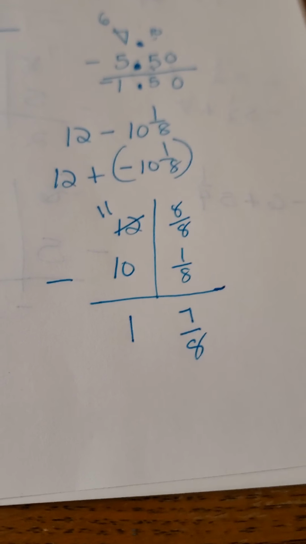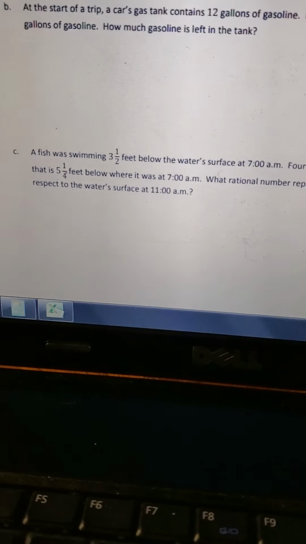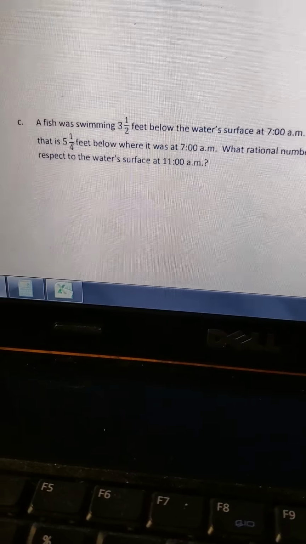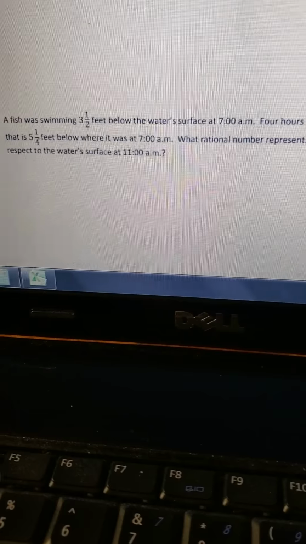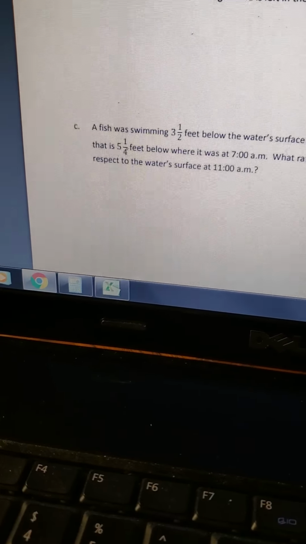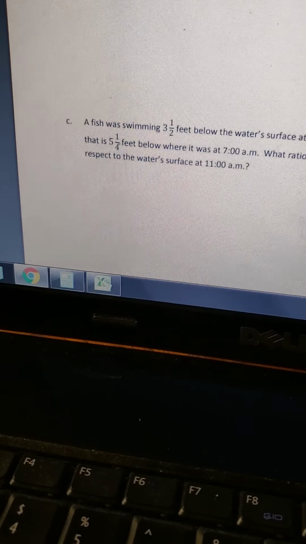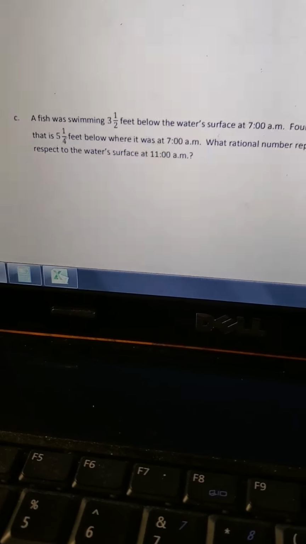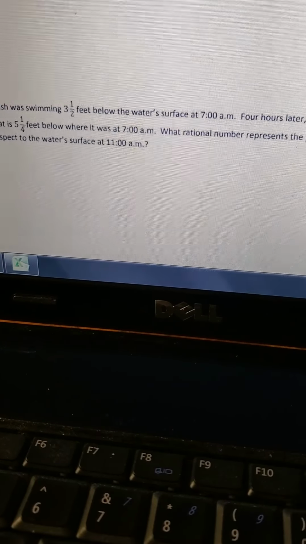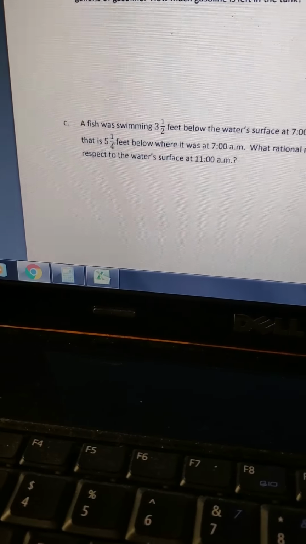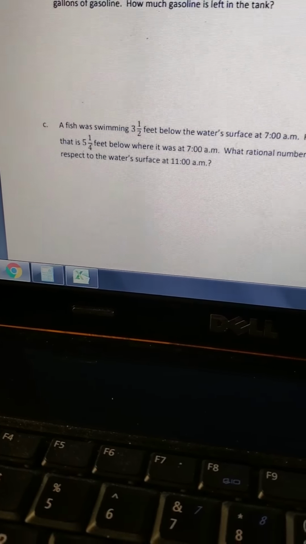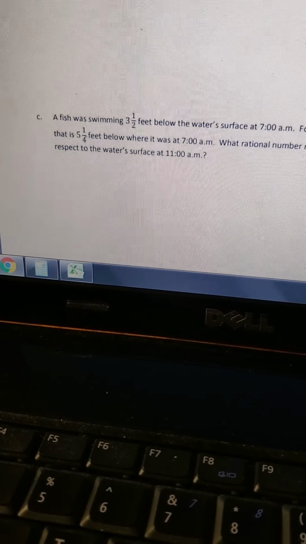Okay, and the last problem for our problem set, it says a fish was swimming 3.5 feet below the water surface at 7 a.m. 4 hours later, the fish was at a depth that is 5 1/4 feet below where it was at 7 a.m. What rational number represents the position of the fish with respect to the water surface? So basically they're saying what's the depth of the fish at this point.